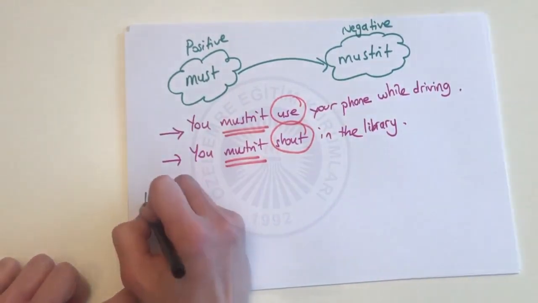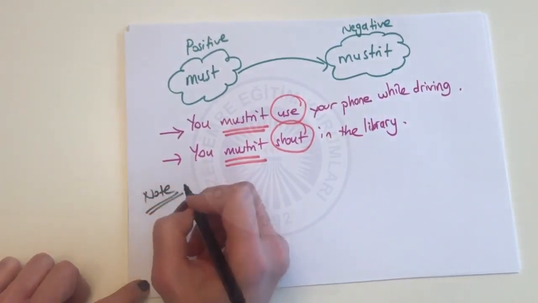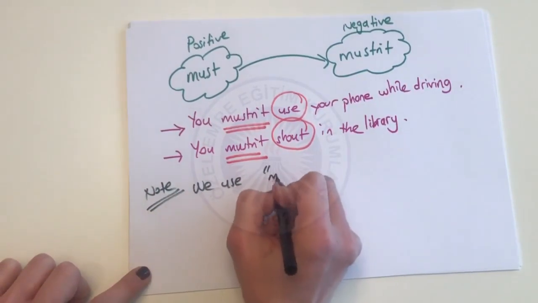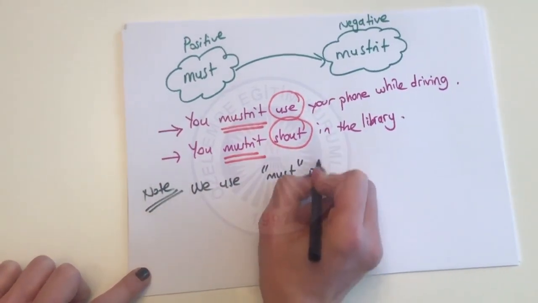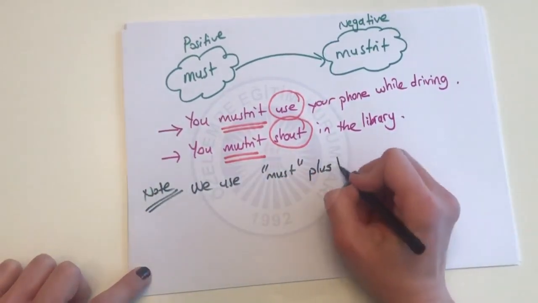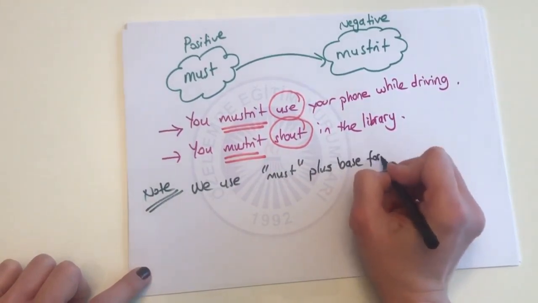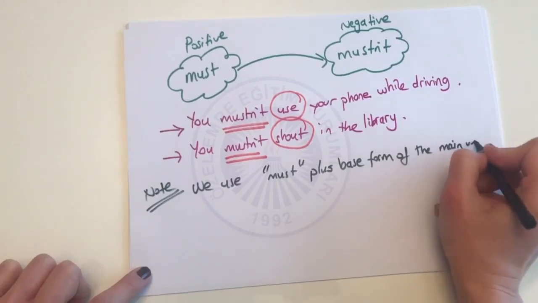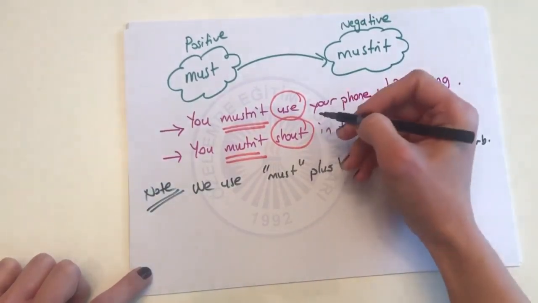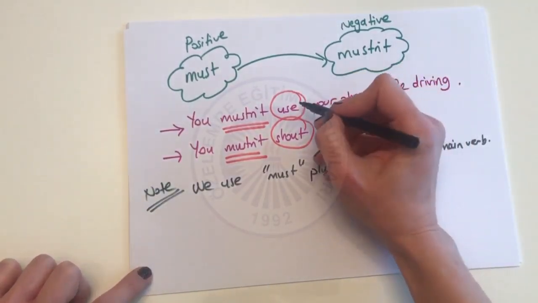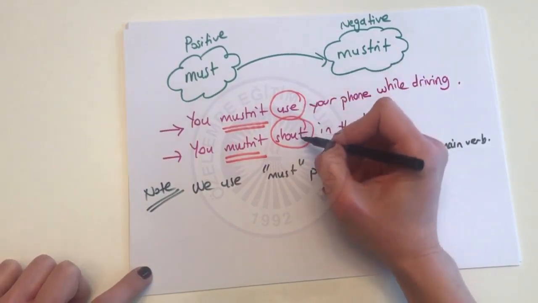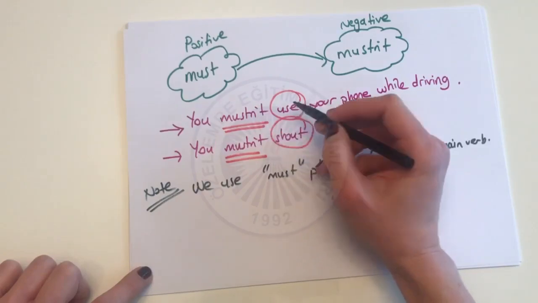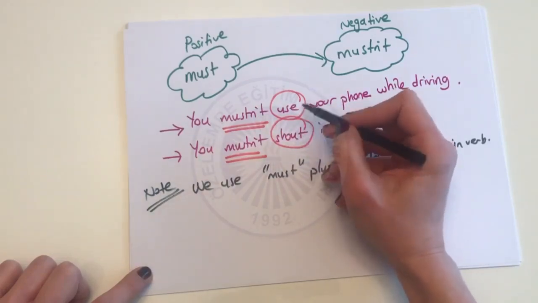So let's write some note in here. What is our note? We use must plus base form of the main verb. In these sentences, our main verb is use. The other one is shout. After mustn't or must, we use our main verb.